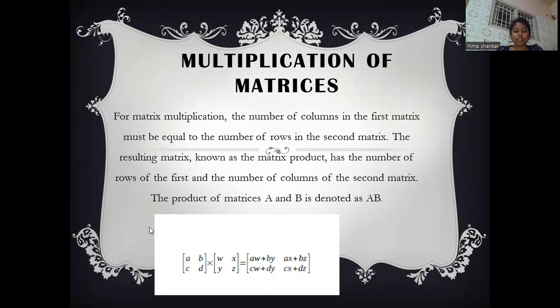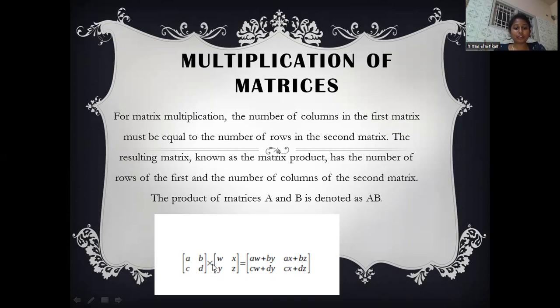It's denoted as AB. The first matrix's elements are A, B, C, D, and the second matrix's elements are W, X, Y, Z. So it is done by first row first element into first column first element, plus first row second element into first column second element, that is A into W plus B into Y. Then again first row, second column, that is A into X plus B into Z. That is first element with the first element multiplication, second element with the second element multiplication. Add both, and you will get the product.